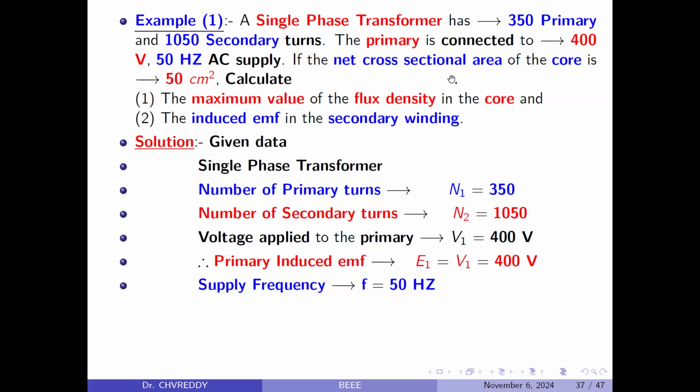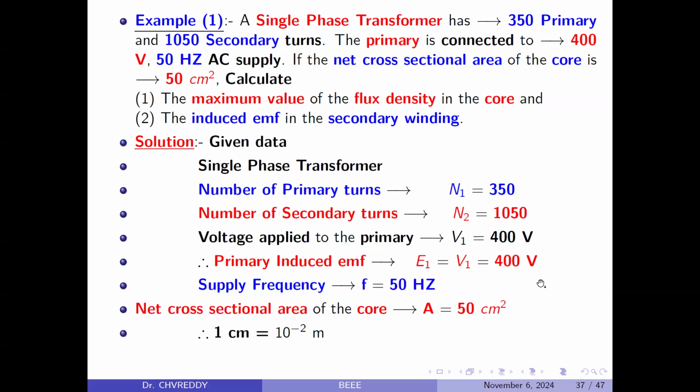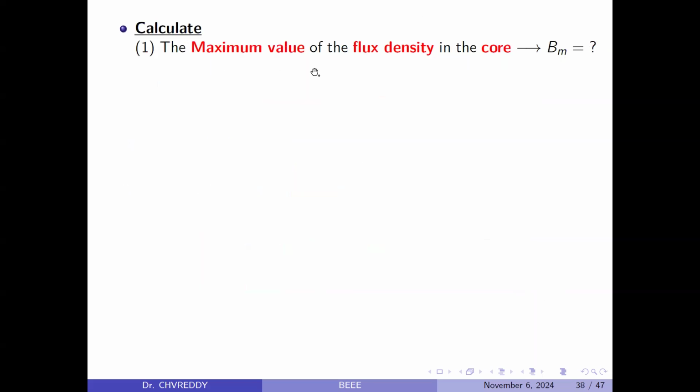So the next one, they given the net cross-sectional area of the core. A equal to 50 centimeters square. Now 1 centimeter equal to 10 to the power of minus 2 meter. So if you substitute, 50 into 10 to the power of minus 2 whole square, you will get A equal to 50 into 10 to the power of minus 4 meters square. Calculate, the first one is the maximum value of the flux density in the core, that is Bm equal to question mark. And the second one is the induced EMF in the secondary winding, that is E2 equal to question mark.